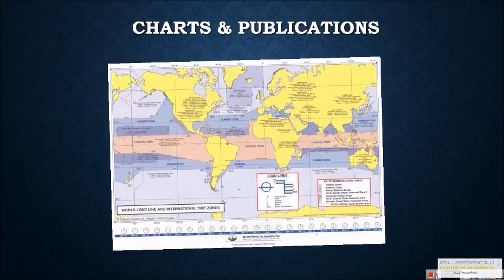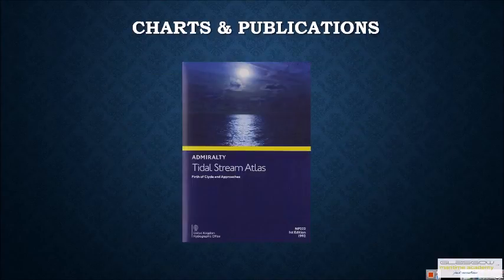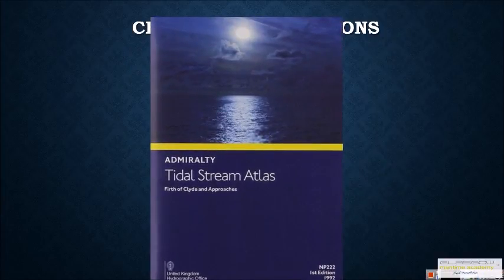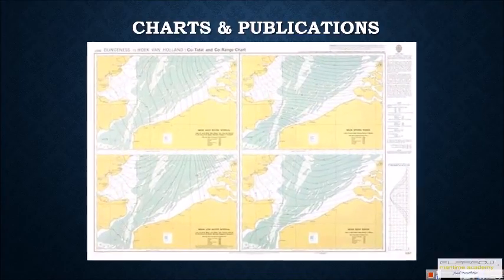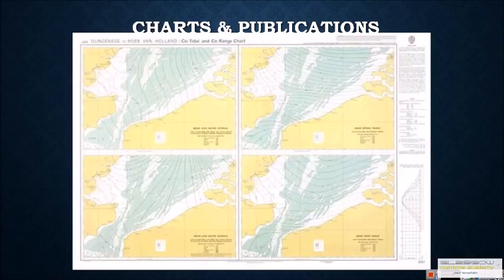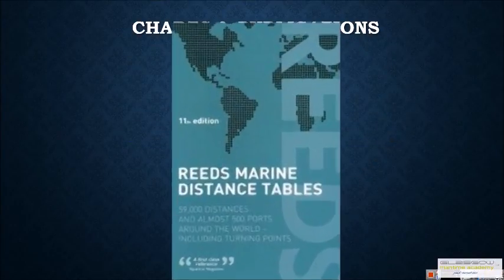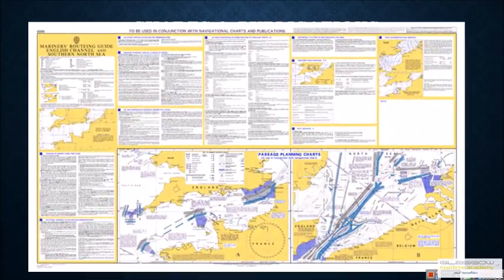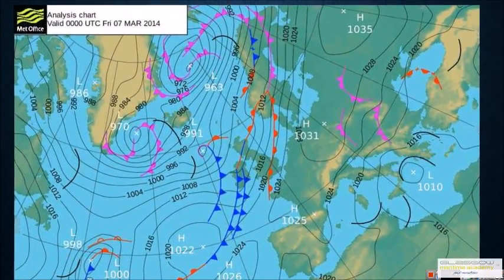You would also need load line charts if you're passing through various load line zones. Tidal stream atlases can give you details about tidal streams at various locations. You would use co-tidal or co-range charts for finding high water times in offshore areas, because they cannot be found by regular tide tables. You can use distance tables to find distances between ports. You can use planning charts for special areas. You would also use synoptic charts for finding weather updates.